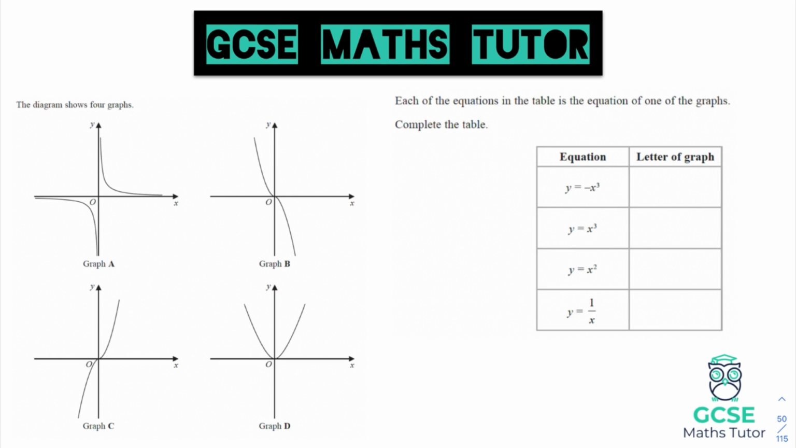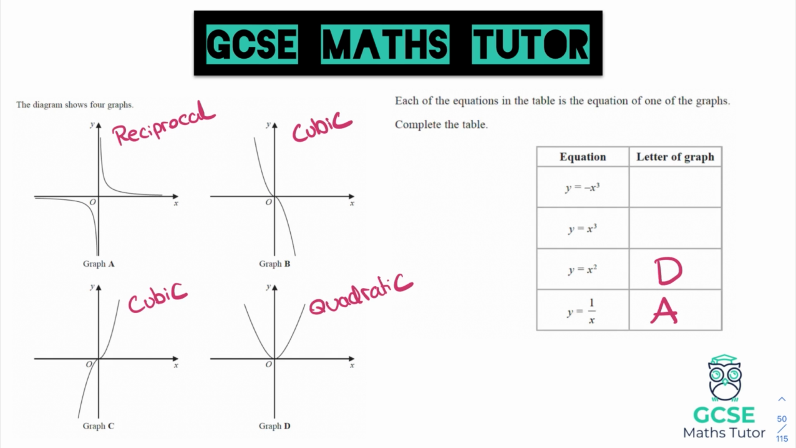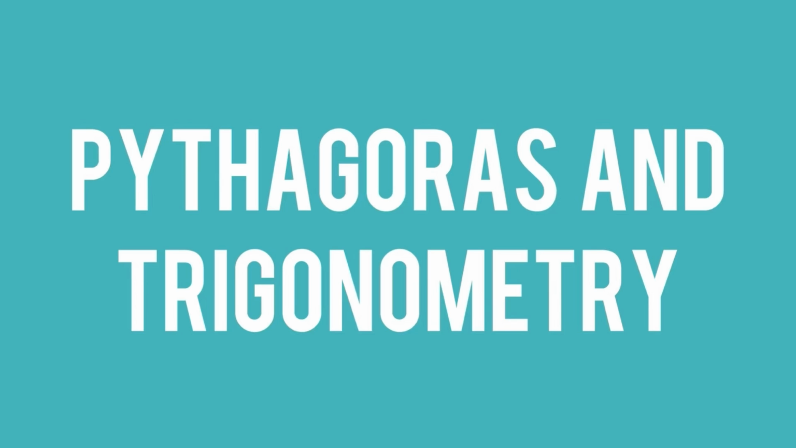You may have to identify graphs, so you need to know the reciprocals, cubics and quadratics very well. Here we have a reciprocal, 2 cubics and a quadratic, and that one in graph B is a negative cubic. So you need to know not just the positive versions of the graph, but also the negative versions. So just make sure you're really confident with what they look like and you know the shapes that they are going to create. Okay, on to Pythagoras and trigonometry.